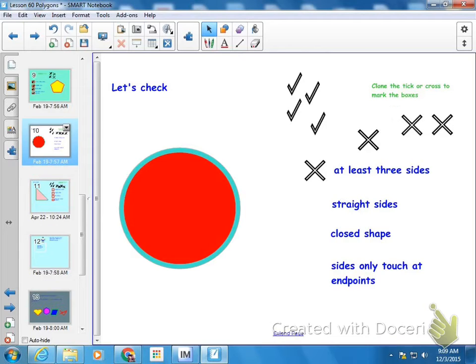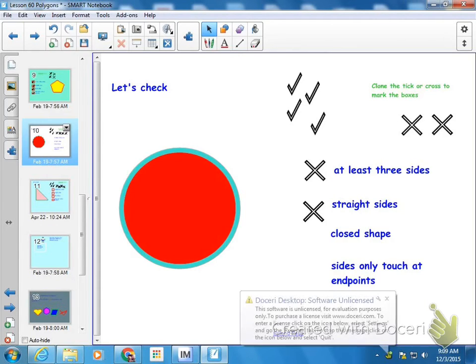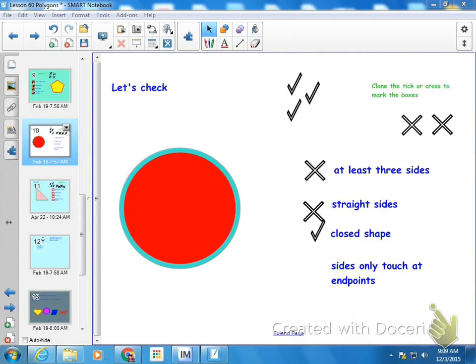Do you have straight sides? No. Is it a closed shape? Yes, it is a closed shape. Do sides only touch at endpoints? Well, there are no sides, so really you can't say yes or no for that. So here's the deal. If you have at least one no, then it's not going to be a polygon.